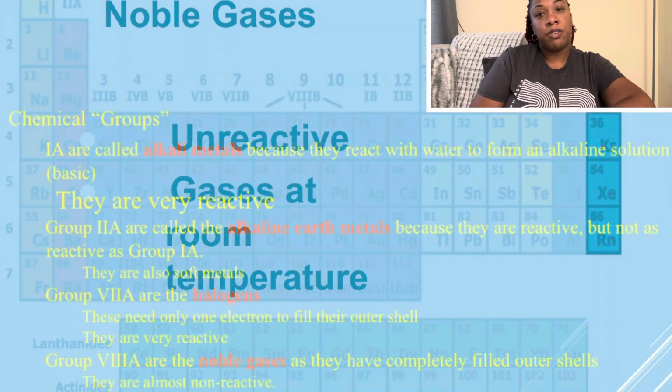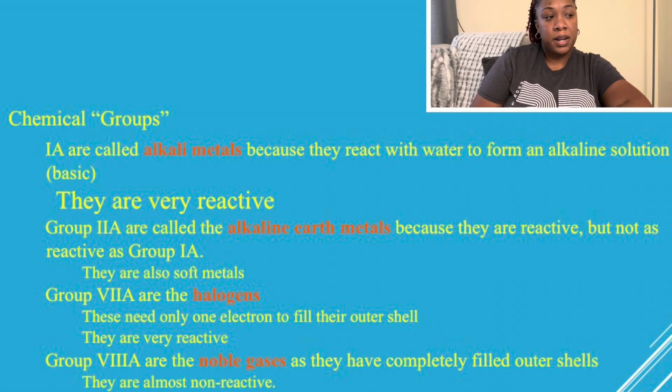Alright, so just a quick recap of all the groups on the periodic table. Group 1 are referred to as your alkali metals, and that is because they react with water to form an alkaline solution, which is a basic solution. We'll look more into that in another topic. They're very reactive because they only have one valence electron.